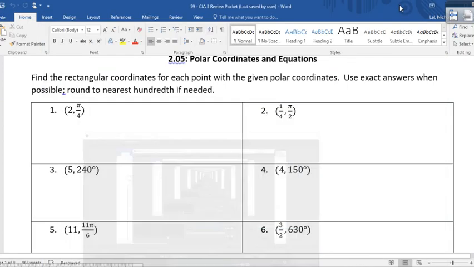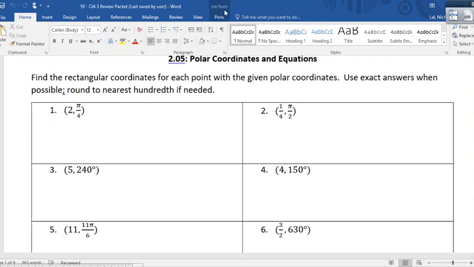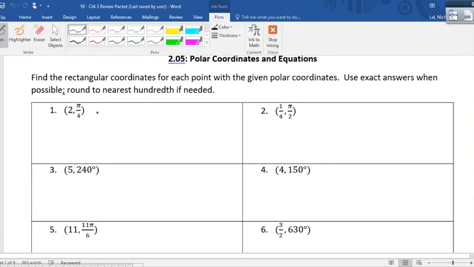Hello, pre-calc students. Today we're doing problem 1 on the Common Assessment 3 review packet. And what we need to do first is convert from polar coordinates to rectangular coordinates.